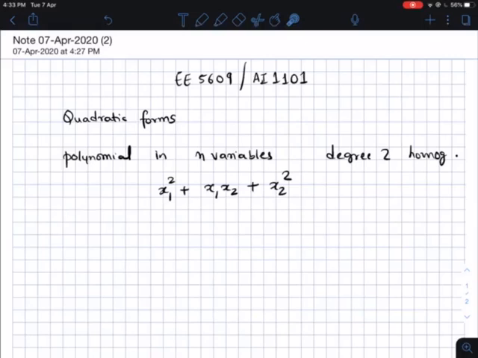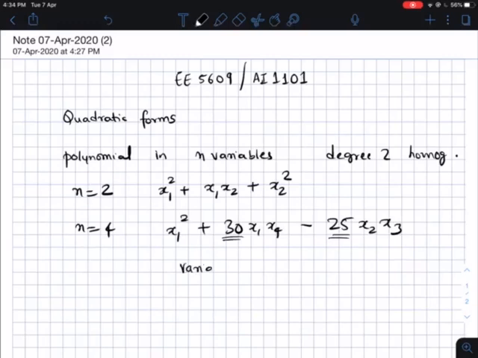A quadratic form in general n variables will be degree 2. So for example, in 4 variables, an example would be, just writing a random example, plus 30 x1 x4 minus 25 x2 x3. This is once again an expression that has 3 terms, and each term has degree 2. Of course, these coefficients that accompany the terms, here the coefficient is 30, here it's minus 25. We're going to assume that the variables and coefficients are both real.